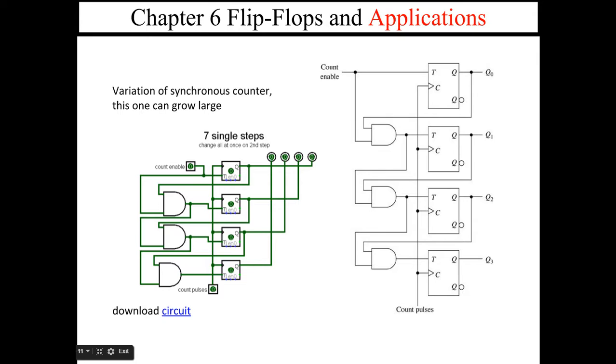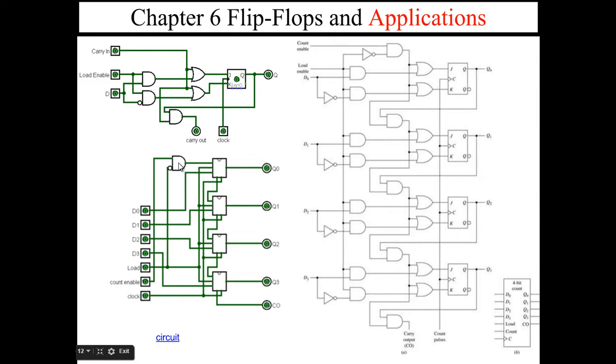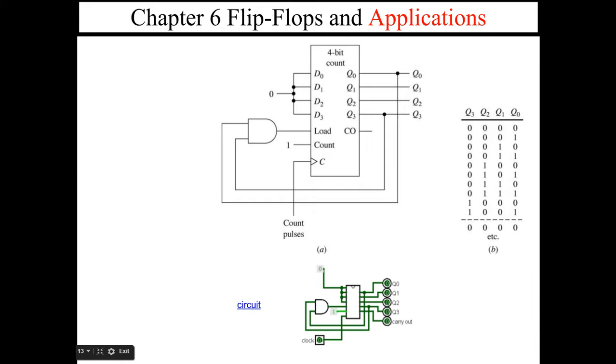Here's another variation. And here the outputs all change at once. The next 5 clicks, depending upon what state we're changing from, how many bits are changing, it could be 5 clicks. This is gating the input. So we've got a parallel load situation right here.